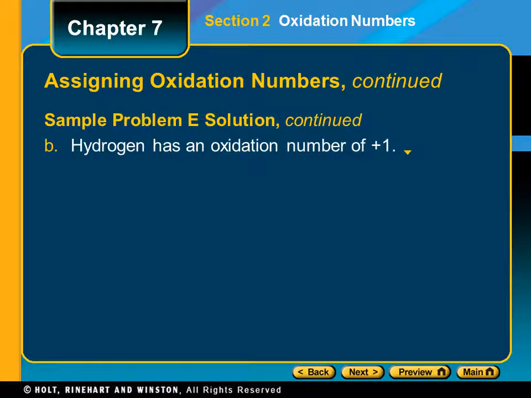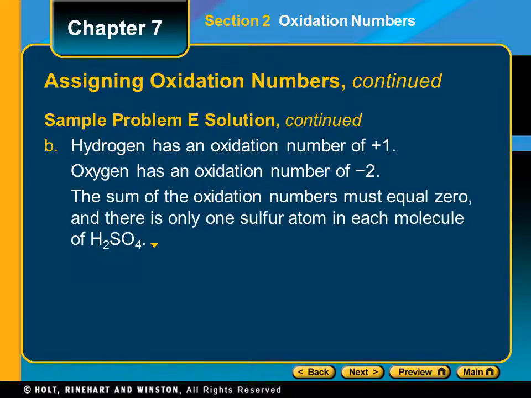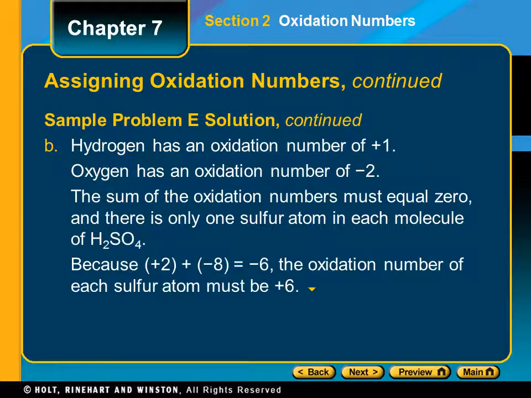All right, hydrogen has an oxidation number of +1. We know that because we learned it. Oxygen has an oxidation number of -2. We know that because we learned it. The sum of the oxidation numbers must equal 0, and there is only one sulfur atom in each molecule of H2SO4. Because +2 plus -8 is -6, the oxidation number of each sulfur atom must be +6.